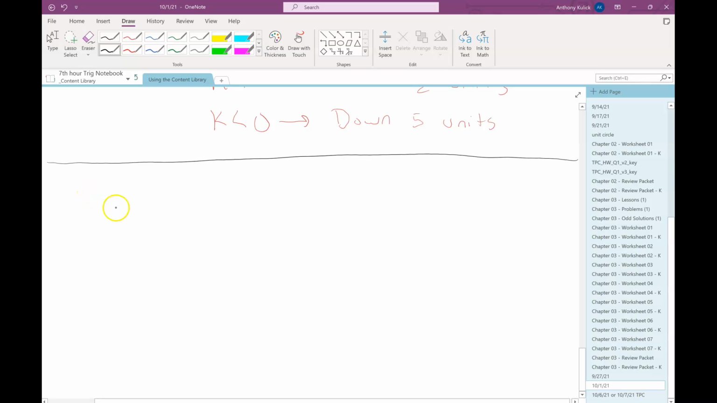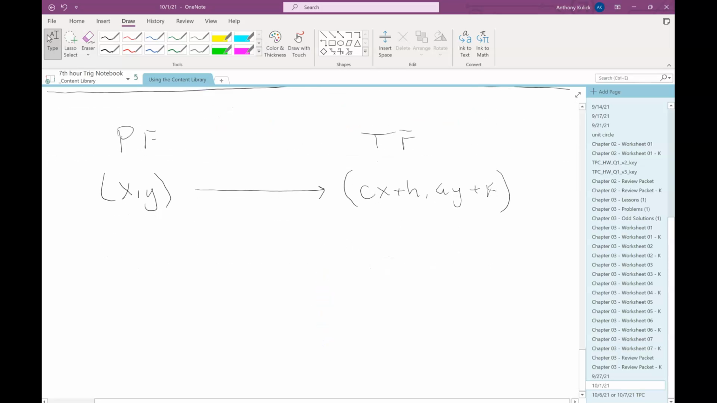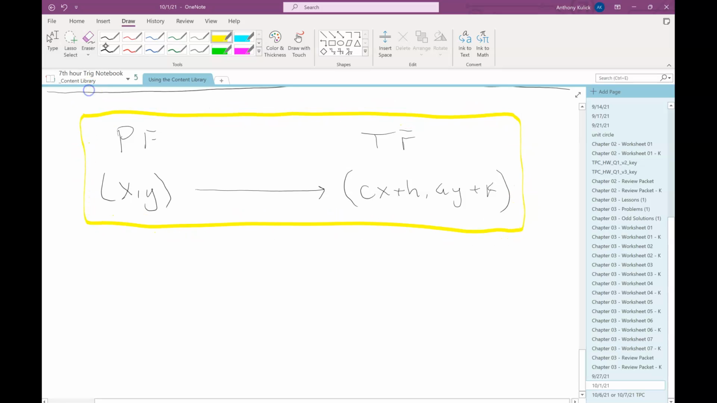So the key here: if I take some point on the parent function and I want to transform it, I'm going to take the x-coordinate, multiply it by c and add h, and then take its y-coordinate, multiply it by a and add k. So this is my key tool for graphing.